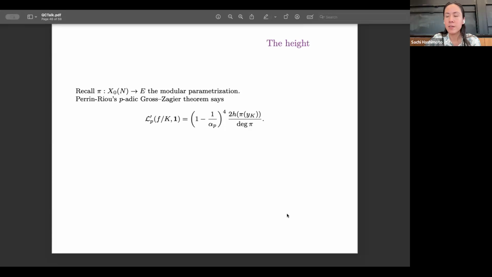I want to say a couple of words about the height. The height, it turns out, so this is Perrin-Riou's p-adic Gross-Zagier theorem.